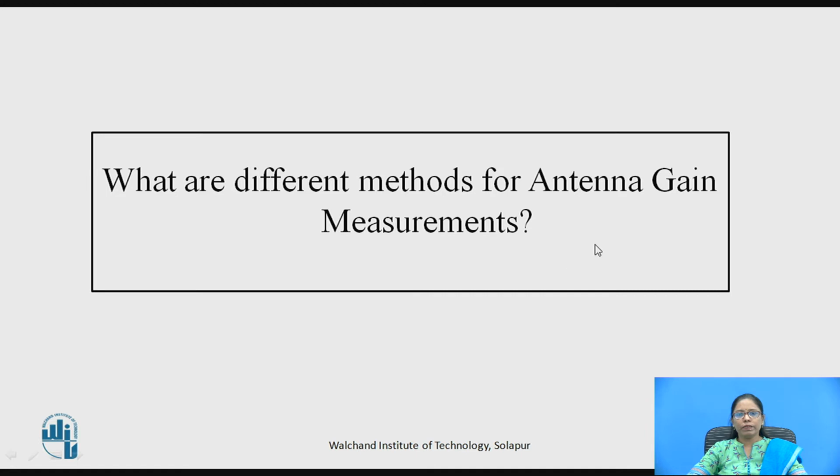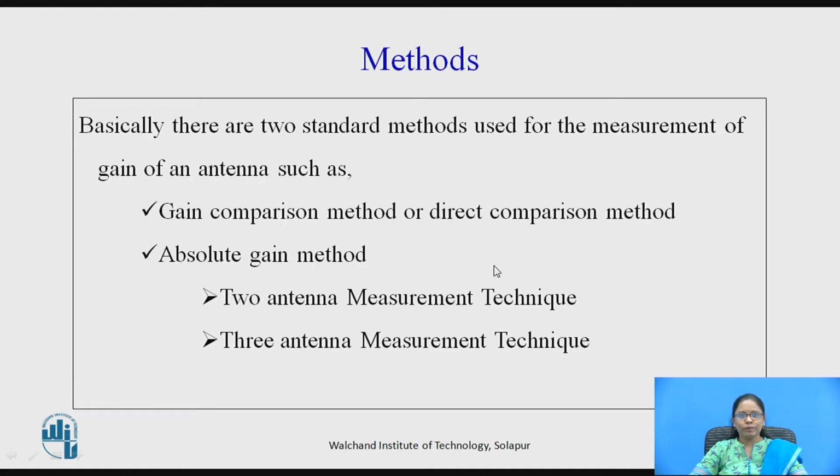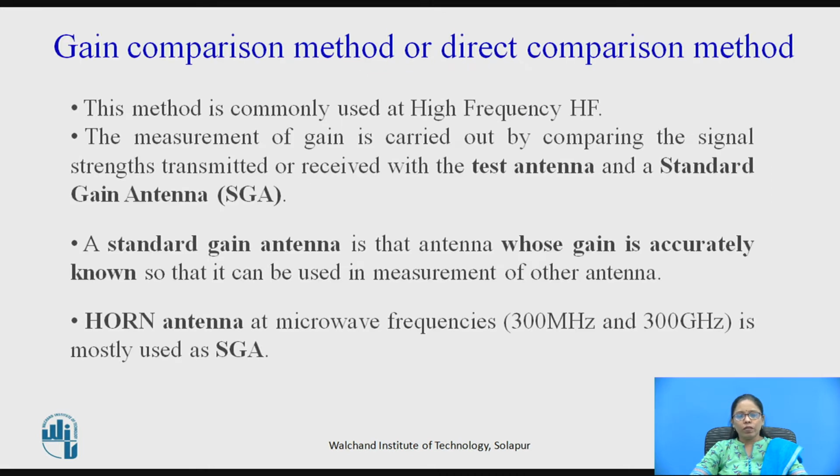What are the different methods for antenna gain measurement? Basically, there are two standard methods used for measurement of gain of an antenna. One is the gain comparison method, which is also called the direct comparison method. Another one is the absolute gain measurement. In that there are two techniques: the 2 antenna measurement technique and the 3 antenna measurement technique. In this video, I'll be talking about the gain comparison method, or the direct comparison method.